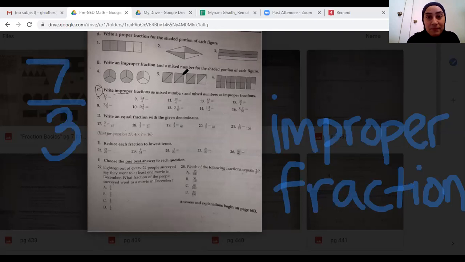Now, part B says for number 4, 5, and 6, we're supposed to write an improper fraction and a mixed number for the shaded portion of each figure. So we did the first part, right? We wrote 7/3, and that's our improper fraction for number 4. Now we have to turn this improper fraction into a mixed number. I'm going to erase what I have here.